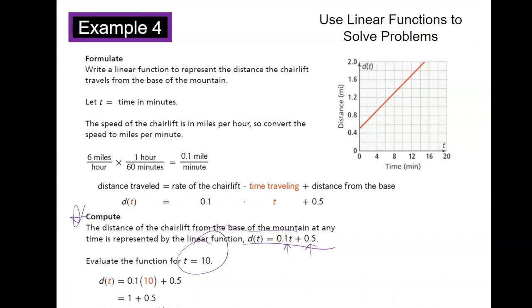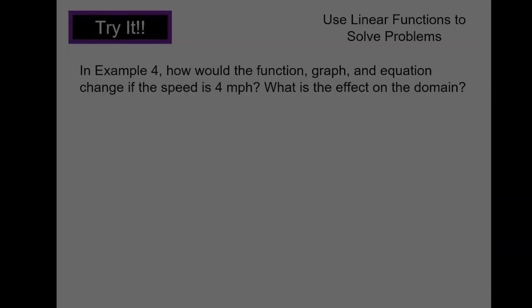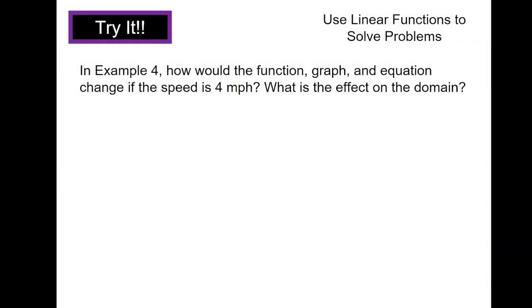Okay, so writing the function, doing any conversions if you need to within the context, and then solving it for whatever it's asking in the problem. Those are our steps. In example 4, how would the function, graph, and equation change if the speed is 4 miles per hour? What is the effect on the domain? Remember, domain is x, which means in this case, it's the time in minutes.